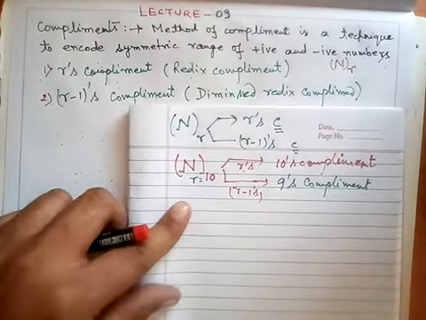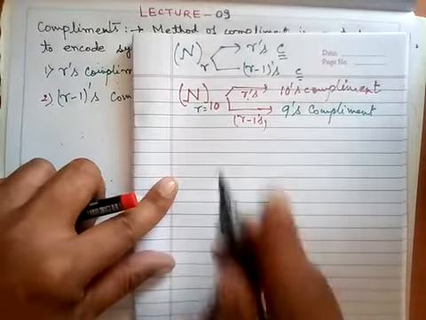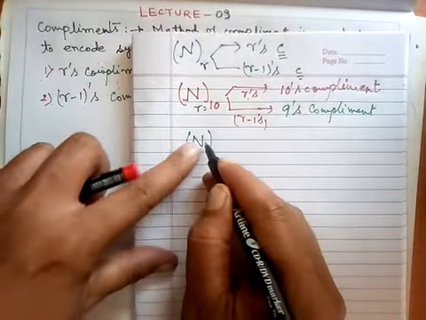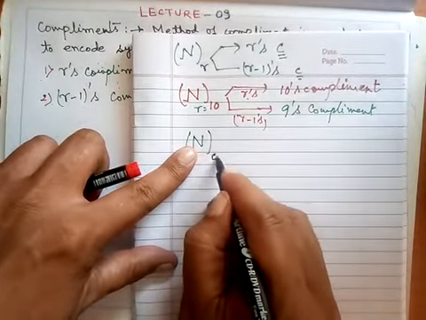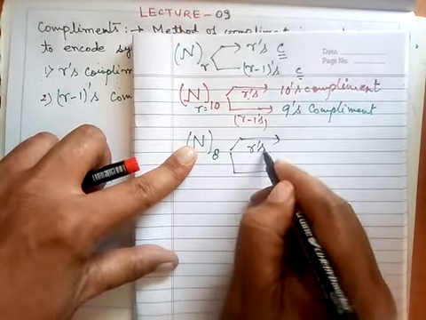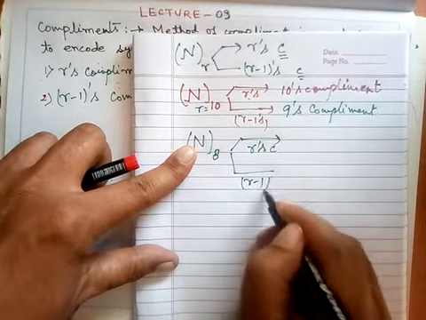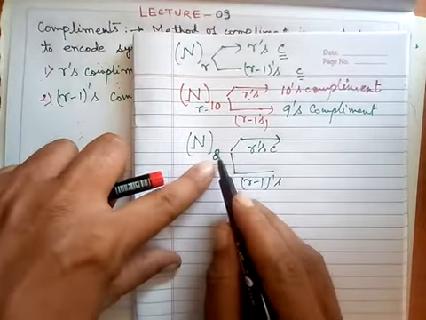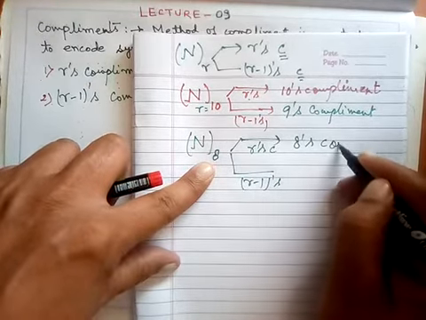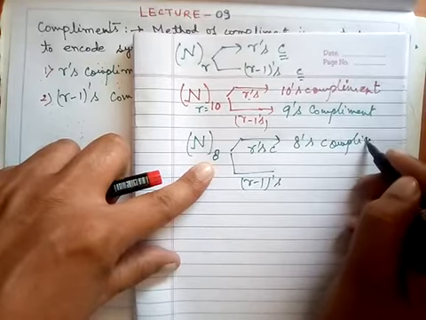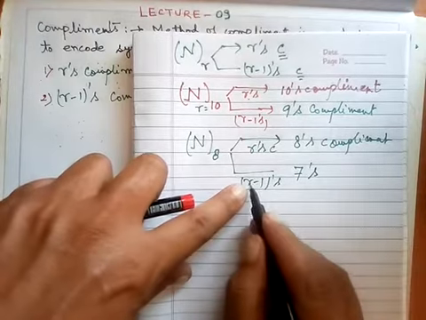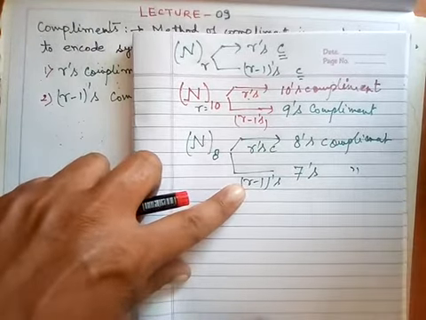Similarly, suppose you have an octal number n. It can be any octal number, having digits 0 to 7, and the base of this is 8. Again, this will also have 2 complements: R's complement and R minus 1's complement. So R's complement of a number with base 8 is 8's complement, and R minus 1's complement is 7's complement, since R minus 1 means 8 minus 1, which is 7.